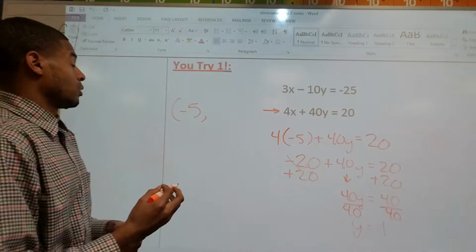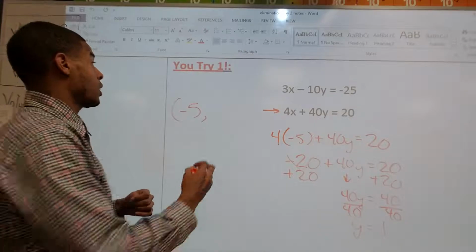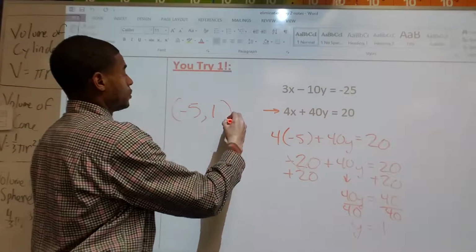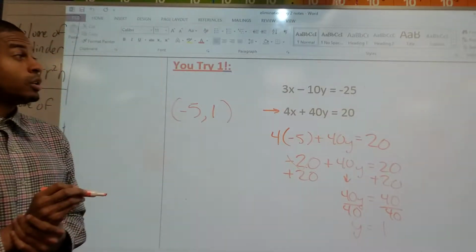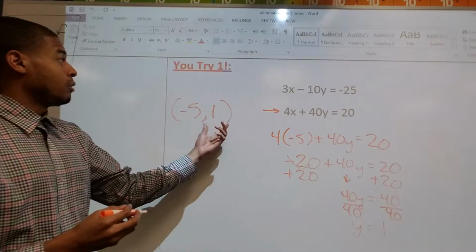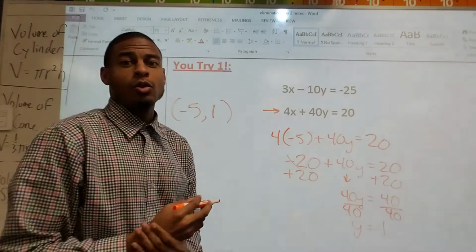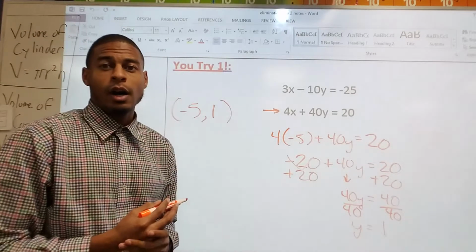So now I have used my x value to find my y. My solution for this system of equations is negative 5 and positive 1. And that is how you solve systems by elimination.